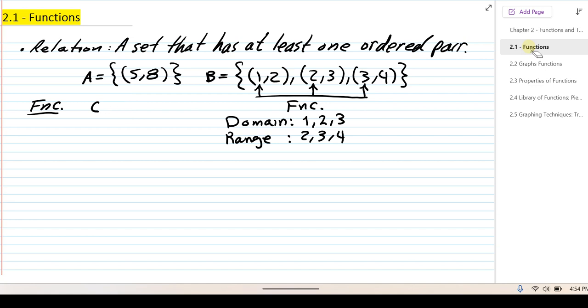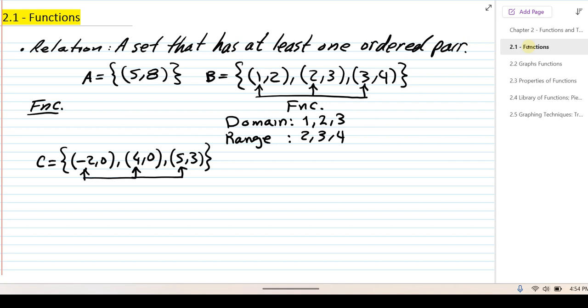So to make up, for instance, a set C here, that would be a function. That would be, for instance, -2, 0, 4, 0, and 5, 3. This is also a valid function simply because the first numbers are different. Okay, they have to be different. If they are the same, then that relationship that we portray, it is a relation, but it is not going to be a function. So remember, first numbers must be different.